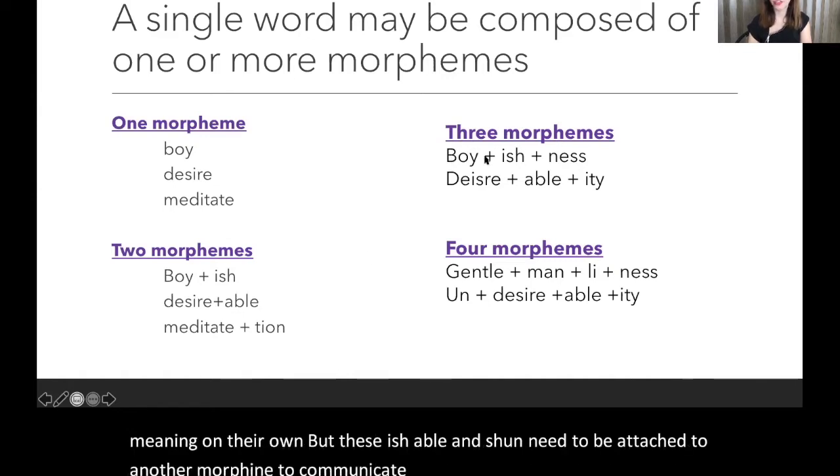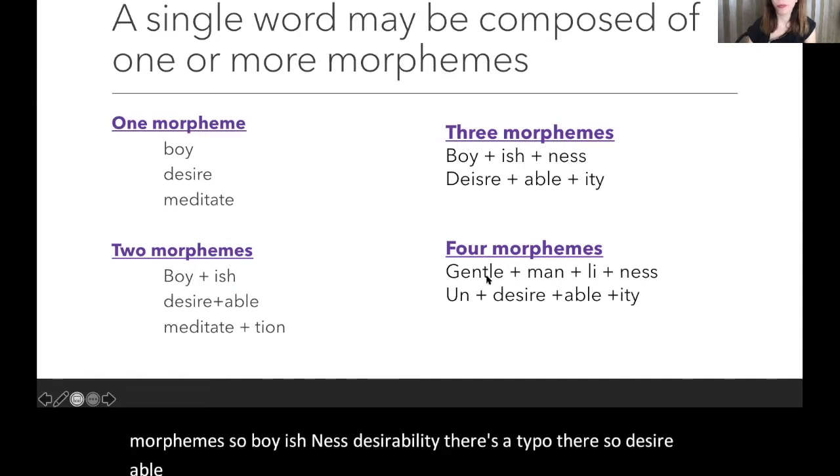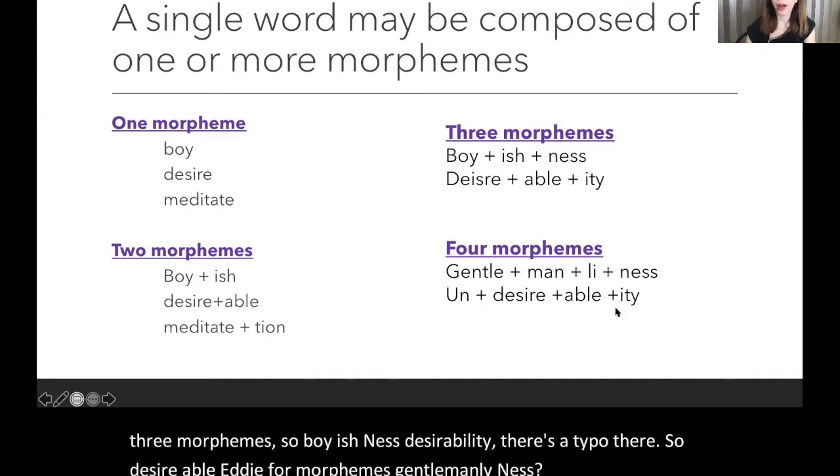So you can have also three morphemes, so boy, ish, ness. Desirability, there's a typo there, so desire, able, ity. Four morphemes, gentle, man, ly, ness. Undesirability.